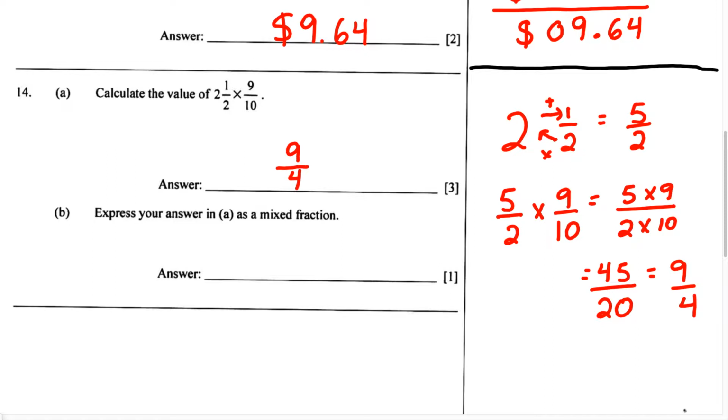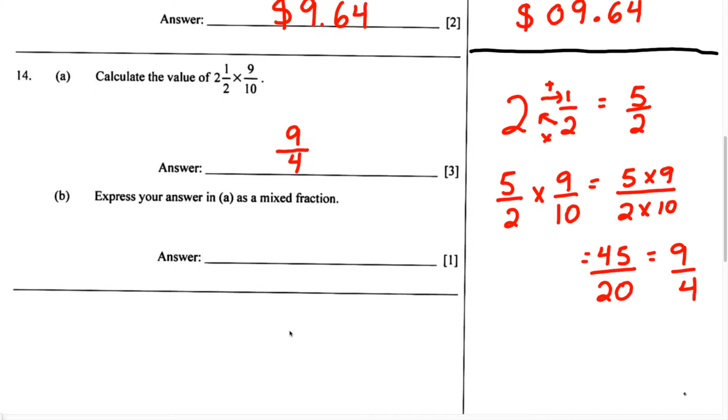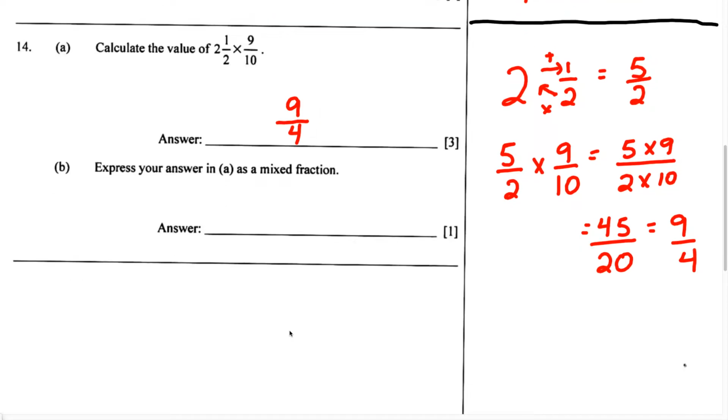Now part B says, express your answer in A as a mixed fraction. In order to change this to a mixed fraction, all we're going to do is divide the numerator by the denominator. And the way we're going to do that is we're just going to use long division. So we're going to say 9, which is going to be the dividend, divided by 4.